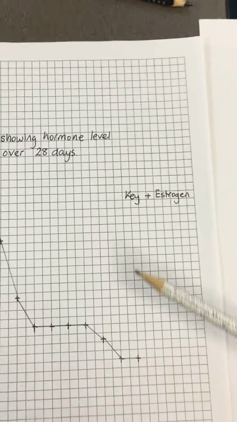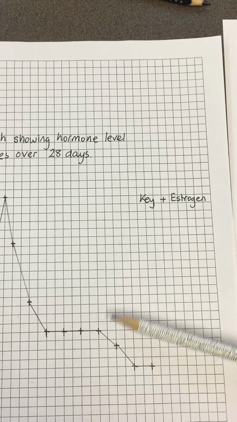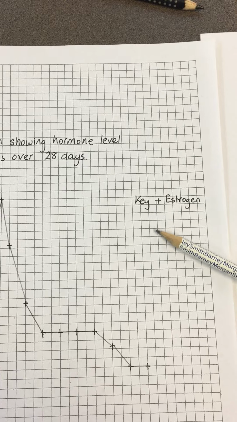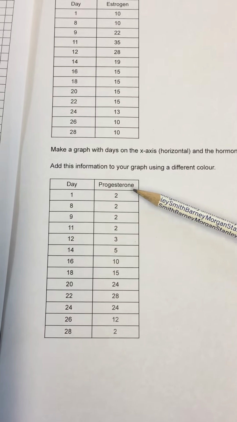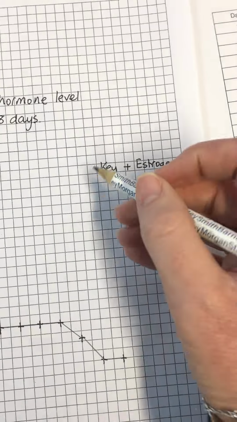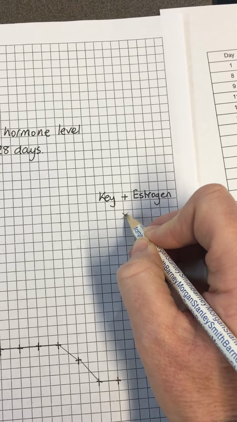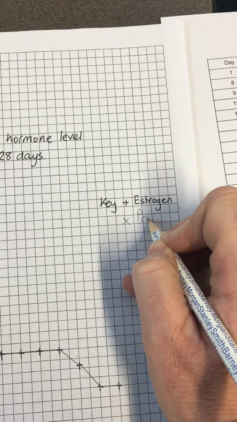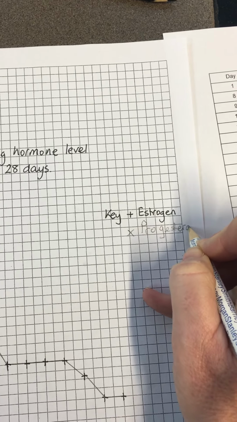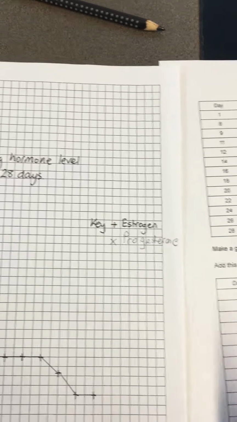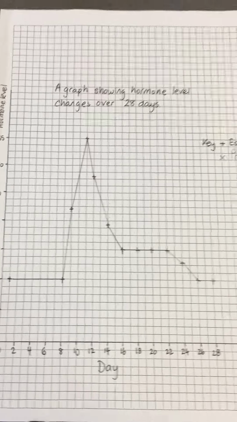I've also added a key because I know that my pluses are the data points for estrogen, and I know from my data sheet over here that I'm going to plot a second graph for progesterone. So for progesterone, I might actually use a cross like this. Okay, so progesterone, I'll add a cross, and I'll add my data to the same graph. So that's what good looks like.